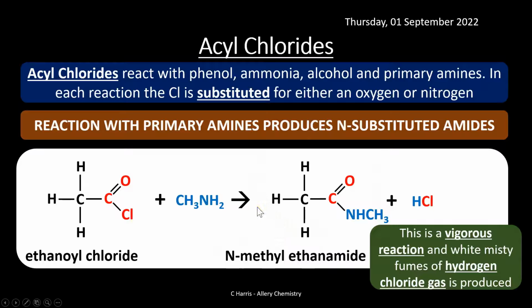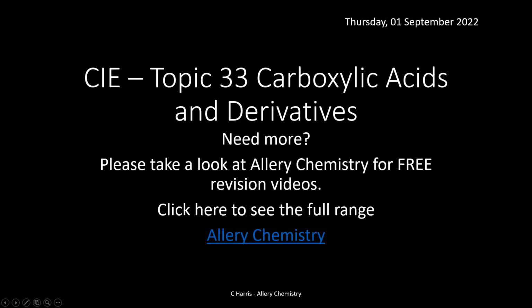Now, you are expected to be able to know the addition-elimination mechanism for any one of these reactions here. Obviously, here I've just shown the equations rather than go through each one, but cast your mind back to that mechanism that I've shown you before, and that's what you're expected to know. Okay, and that's it. So that's everything you need to know for carboxylic acids and their derivatives for topic 33.